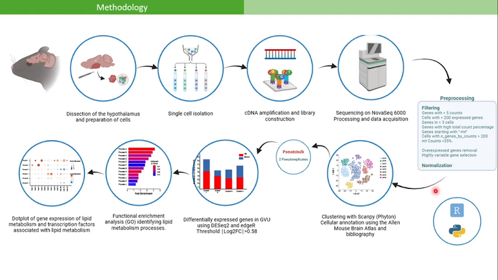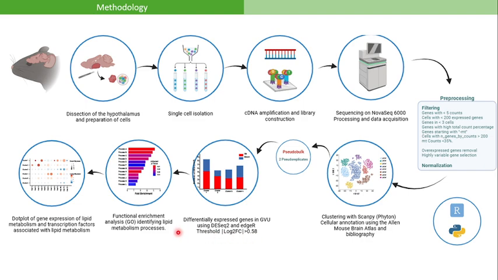The following steps were executed using Python and RStudio. Clustering was performed with Scanpy, and cellular annotation was done using the Allen Mouse Brain Atlas and available literature. Pseudoreplicates were generated using pseudobulk analysis, and differentially expressed genes in the gliovascular unit were identified using DESeq2 and edgeR in RStudio, with a threshold of log2 FC absolute value greater than 0.58.